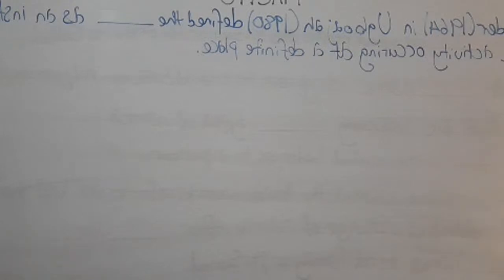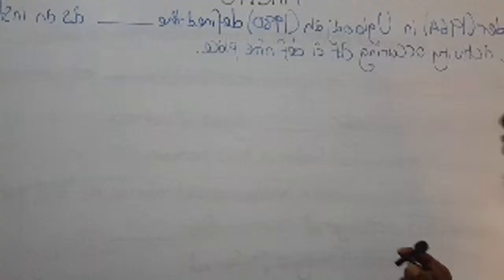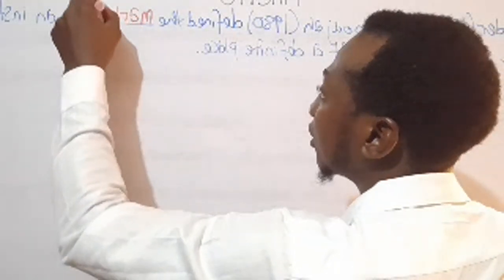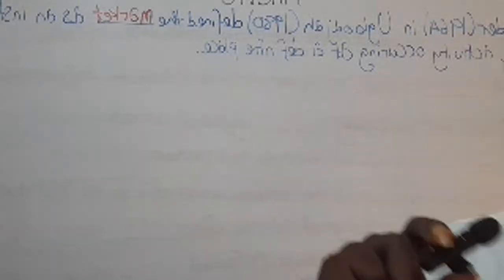Yes, market. That's the correct answer. Thank you very much for that. So that institutionalized activity occurring at a definite place is called a market. Now let's take the next question.